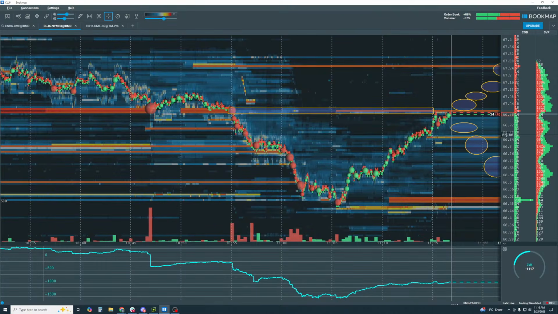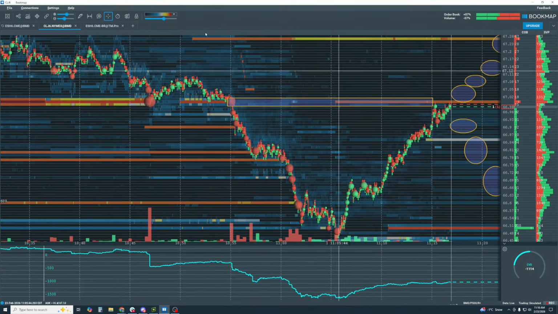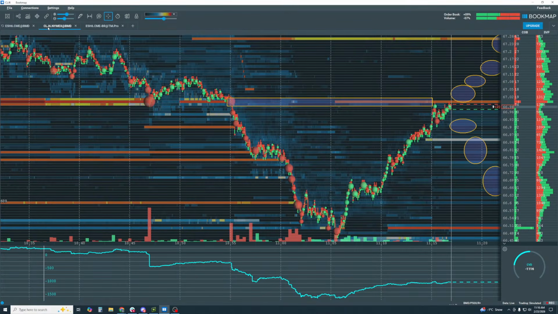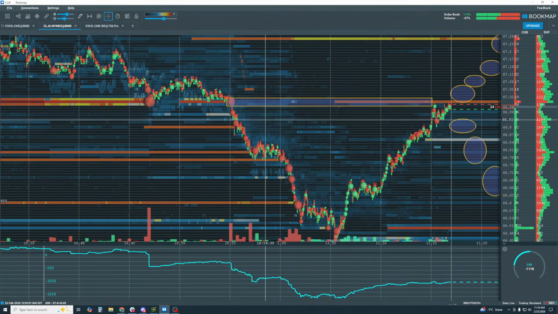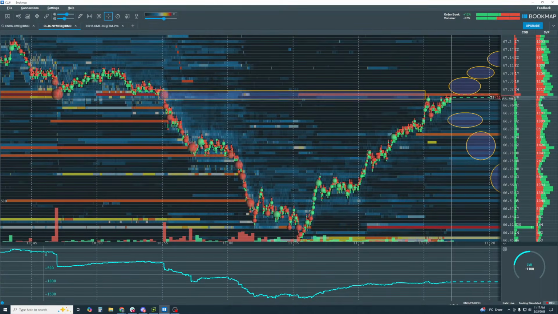Okay, so let's see if we can get these buyers in here. This is the J contract. Okay, April, that's what's trading right now in crude. Okay, we'll come back to this, but yeah, well, hold on, we might get the breakout right now.